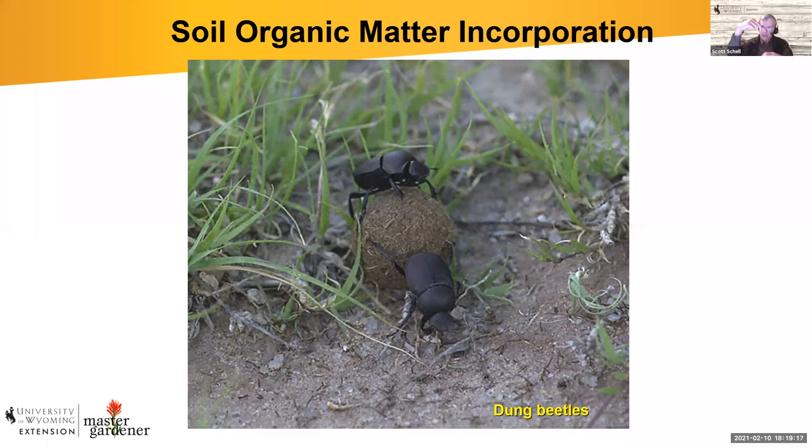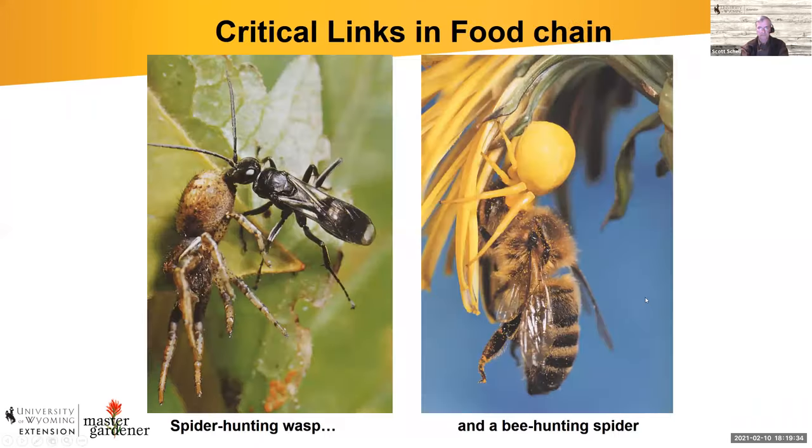And some of them will, to be more protected, dig a hole directly underneath the pat and bury their ball of dung there and put their larva on it. So that's how they work. But again, very important to grassland ecosystems.